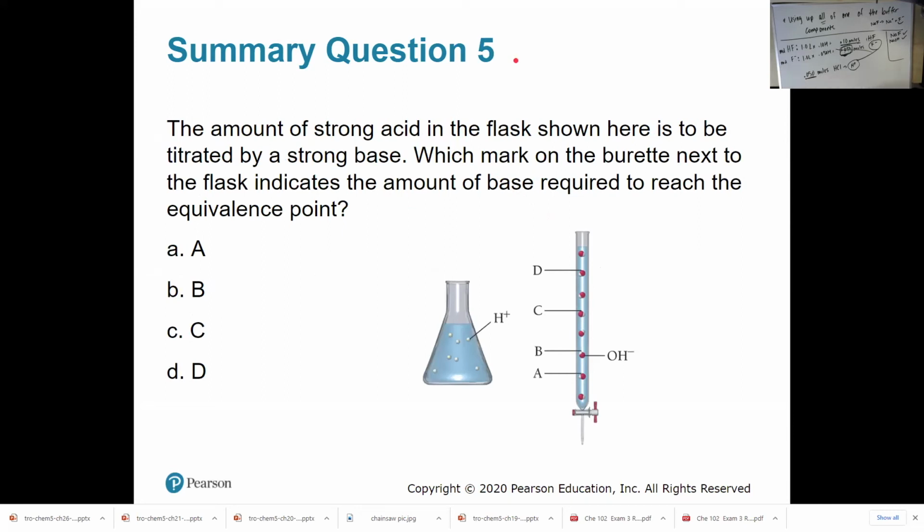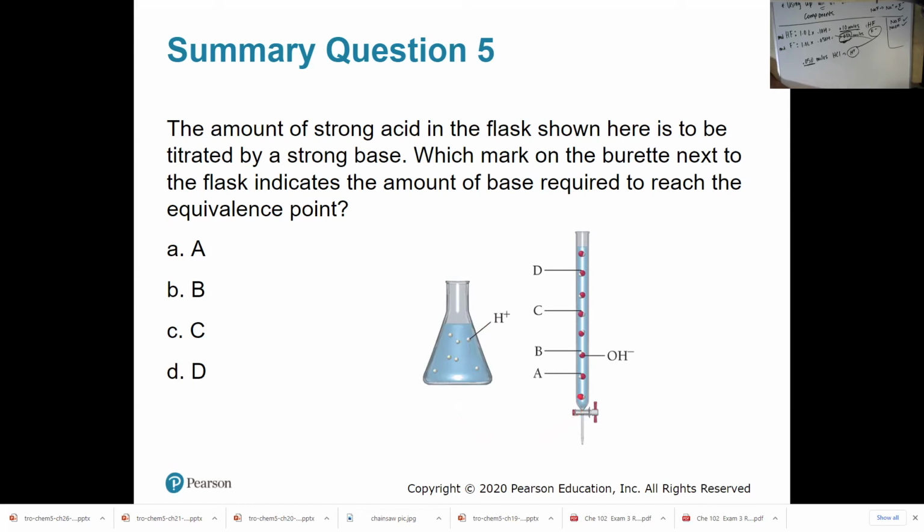This question says the amount of strong acid in the flask here is shown to be titrated by a strong base. Which mark on the burette next to the flask indicates the amount of base required to reach the equivalence point? So remember that the equivalence point is when your moles of your acid is equal to the moles of your base. So in my flask, I have 1, 2, 3, 4, 5, 6, 7 moles of H plus.